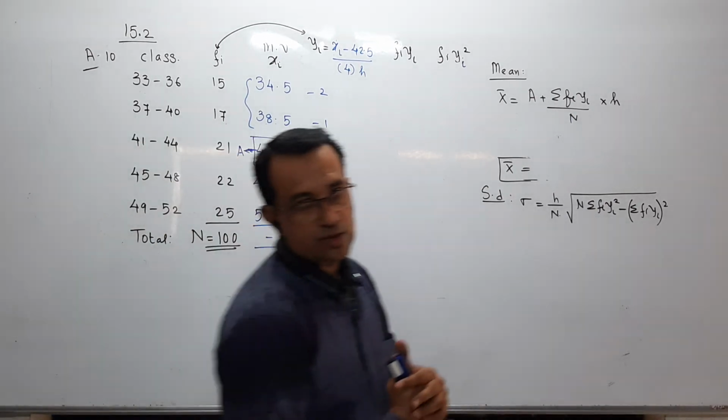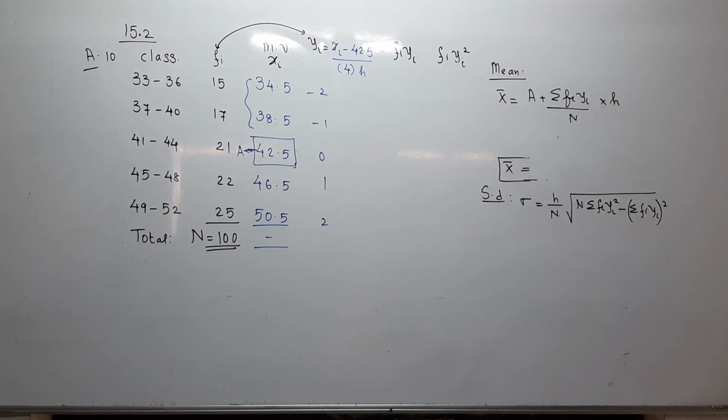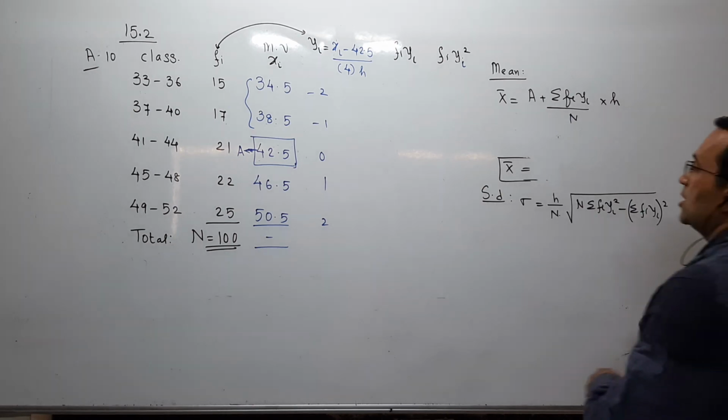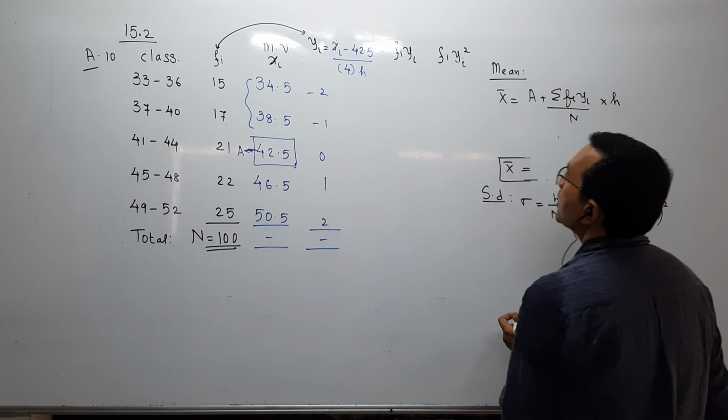This type of distribution is called inclusive. So one has to be very careful in writing class length of inclusive classes. Whenever there is a gap of 1 between the upper limit of a class and the lower limit of the next class, it is called inclusive distribution. So class length is not 3, it is 4.